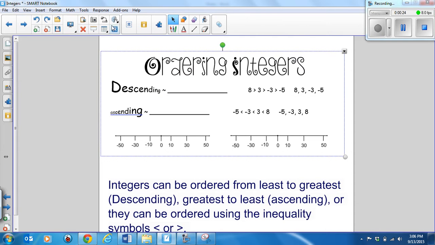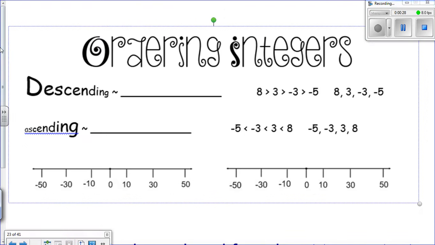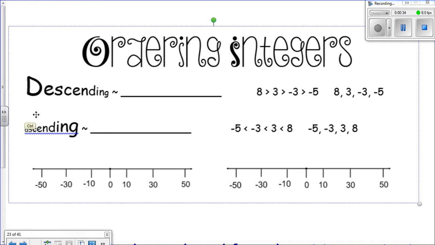So let's go ahead and take a look at your notes. Whenever numbers are written in descending order, I want you to take a look at these letters. What do you notice about them? Look how big the D is and how small the G is. That means we are going biggest to smallest.